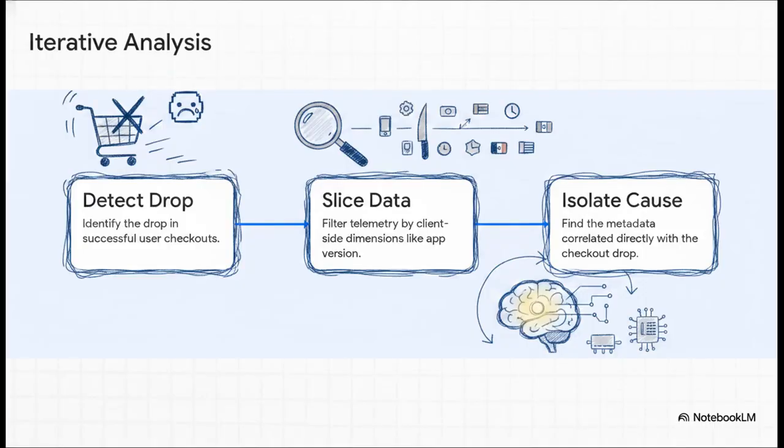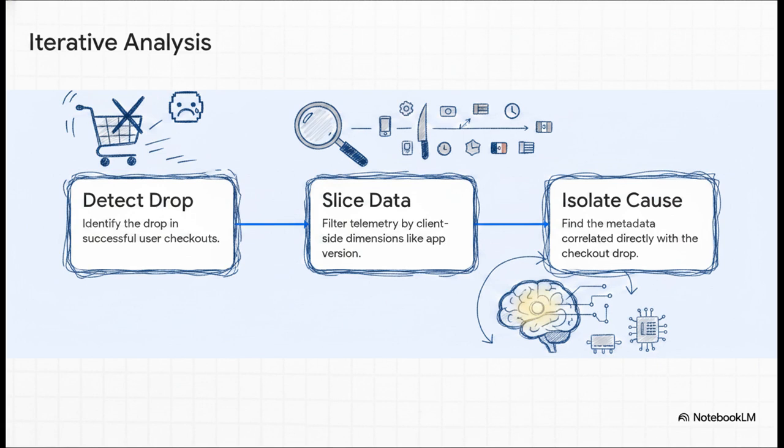Let's walk through how the mobile engineering team uses user-focused observability to hunt down the root cause. They follow this exact iterative flow. Notice, they don't start by guessing which microservice might be acting up. No, they start with step 1, detect the drop in successful checkouts, that failed user intention we just talked about. Then, they move to step 2, slice the data.